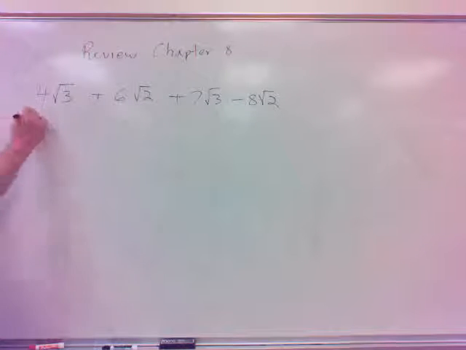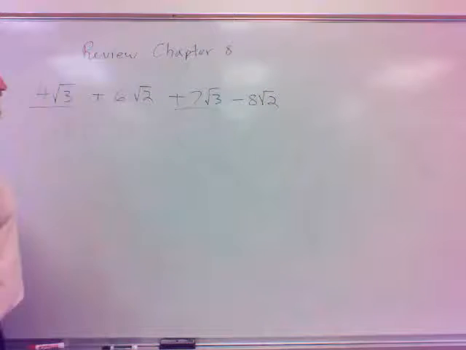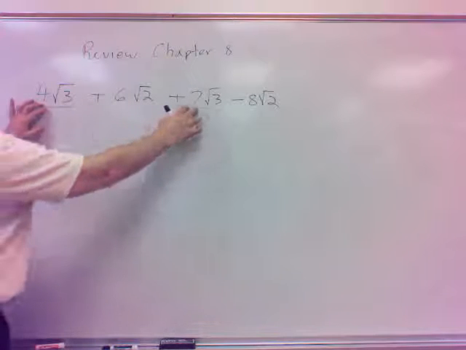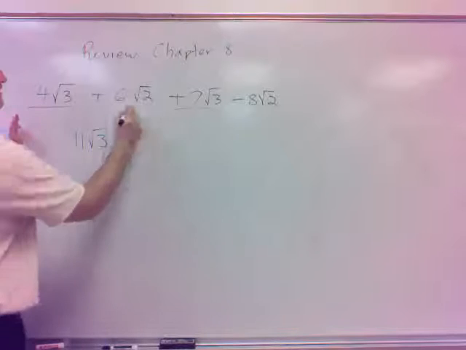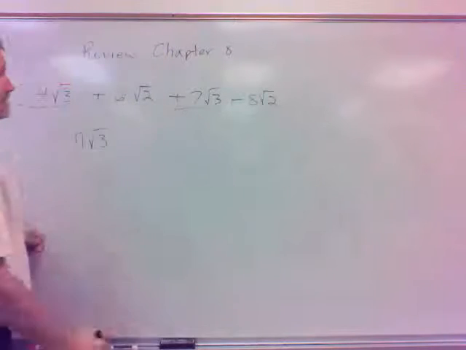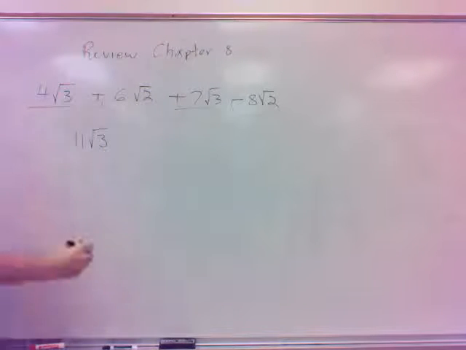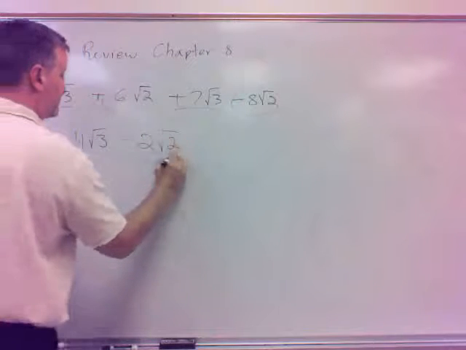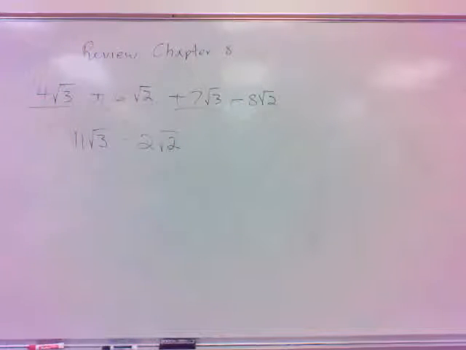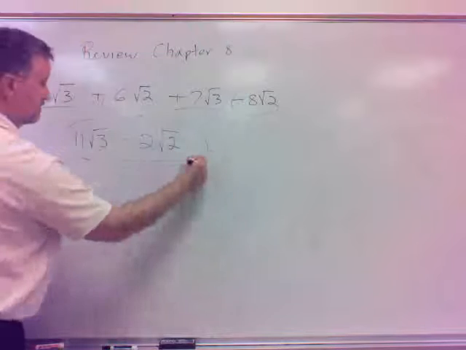And so here, I've got 4 square root of 3 and I've got 7 square root of 3, so I can combine them, and they combine by doing the numbers in front, right? 11 square root of 3, the square root of 3 stays square root of 3. Then I've also got 6 square root of 2 minus 8 square root of 2. Those are like radicals, so I combine them. 6 minus 8 is negative 2, and the square root of 2 is the same. And anything else? Can't do anything else. Not like radicals, so not going to simplify.